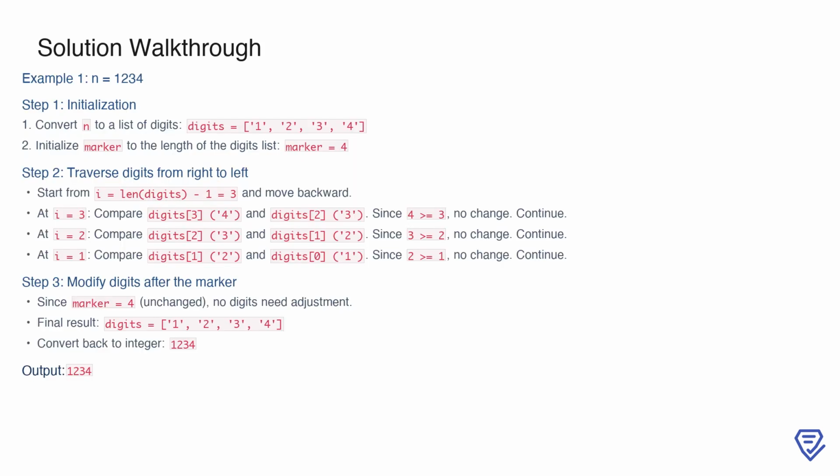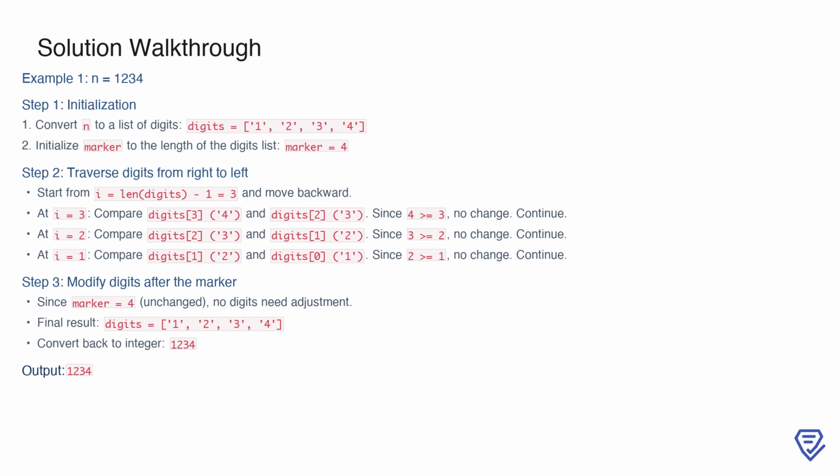Let's start with the example where n equals 1234. First, we initialize by converting the number into a list of its digits, so we get 1, 2, 3, 4. We also set a variable called marker to the length of this list, which is 4. This marker will help us identify where changes need to happen if the digits are not monotone increasing.